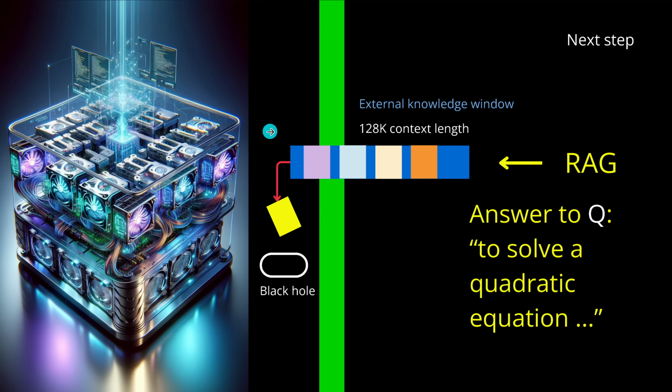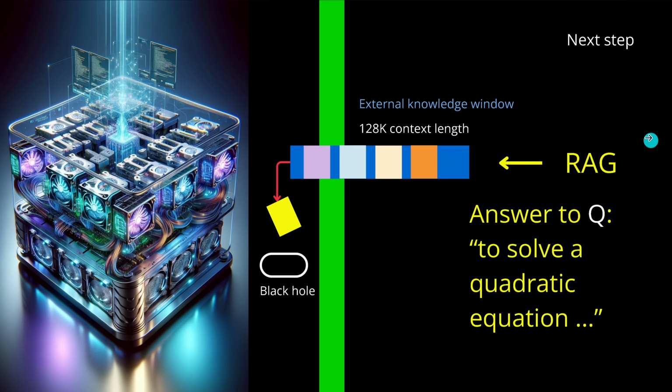Now, this is not the case. In reality, what happens is it falls out of our 128K context length window. Imagine it falls down into a black hole, and it absorbs the information, and the information learned is deleted. It is not anymore in our 128K context token length. So this means we lost the ability to solve a quadratic equation, because this knowledge was not integrated into the internal knowledge of our LLM.